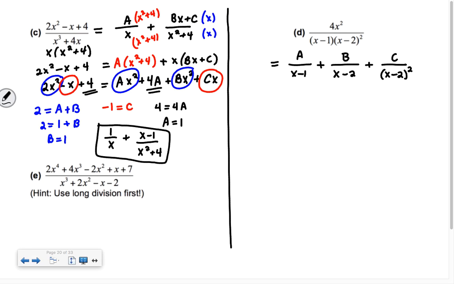So on the last one, you guys notice how we got A, B, and C pretty easily. Okay, let's look at what this would involve on this one. So our A would be multiplied by x minus 2 squared. Our B would be multiplied by, well, it needs an extra x minus 1 and an extra x minus 2, right? And our C would be multiplied by x minus 1. And this all is going to equal that other numerator, the 4x squared.